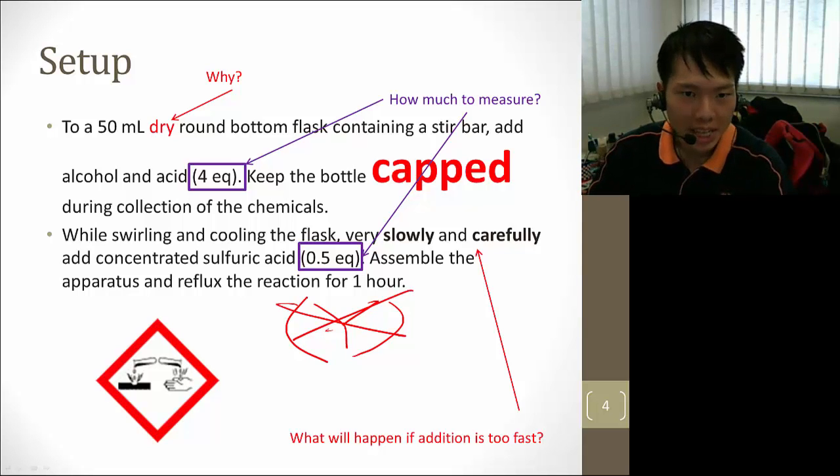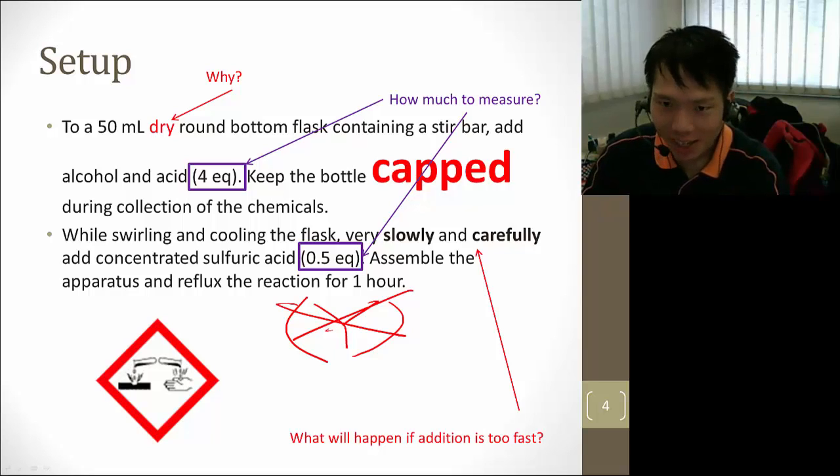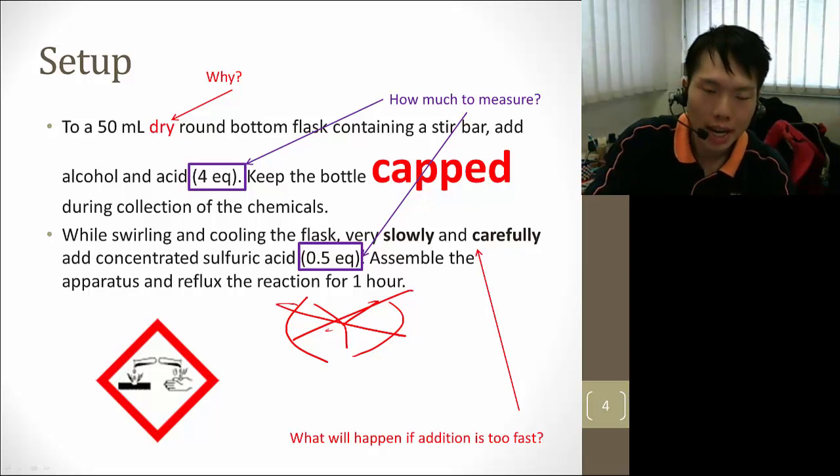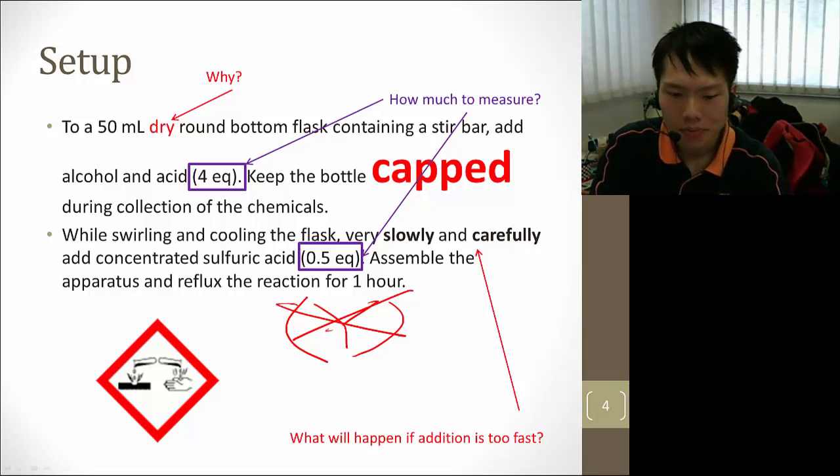So while swirling and cooling the flask, very slowly and carefully add the concentrated sulfuric acid. That's 0.5 equivalents. Again, you measure by calculating the number of moles required, converting to the mass, and then after that calculating the volume needed. So you add the concentrated sulfuric acid dropwise.